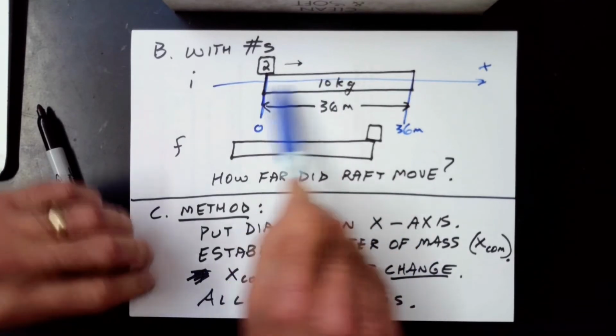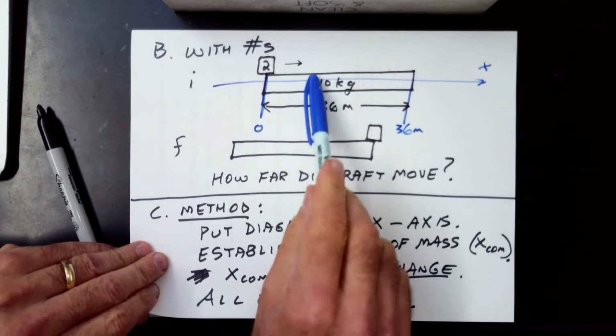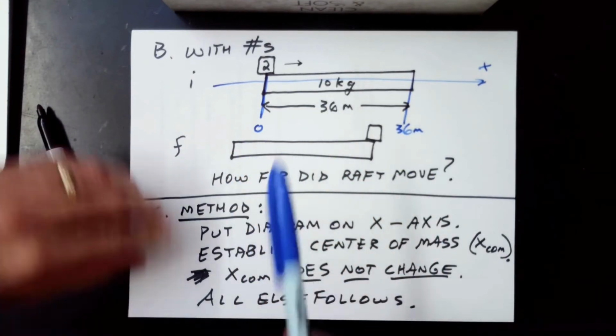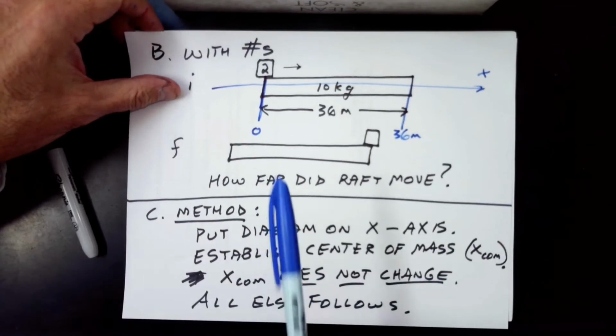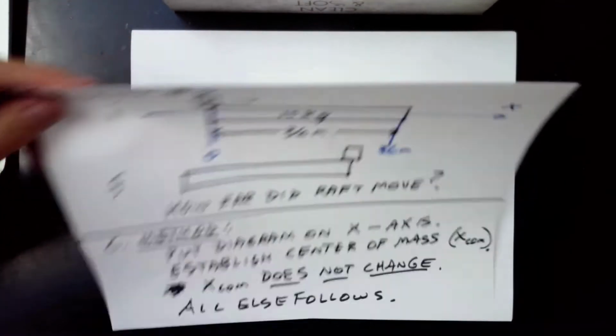Figure out where it is, and then no matter what happens, it'll be a number on the x-axis. Figure out what that number is, and then no matter what else happens to the system, that center of mass will always be in that same location at that number. So everything else follows from that once you've found the location of the center of mass. Okay, I'm not going to do that problem.